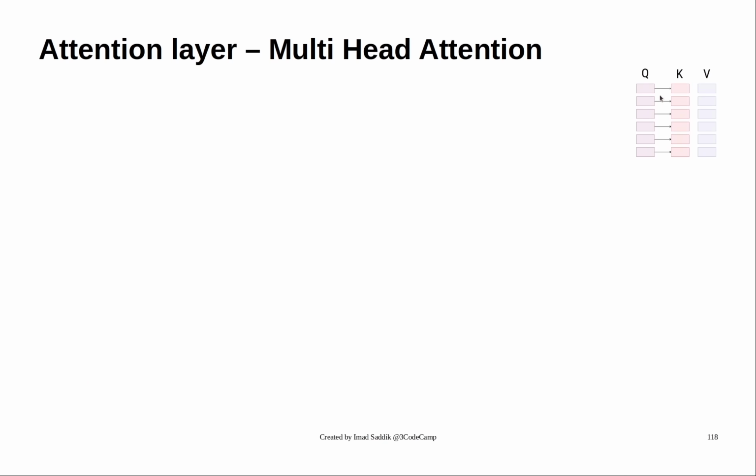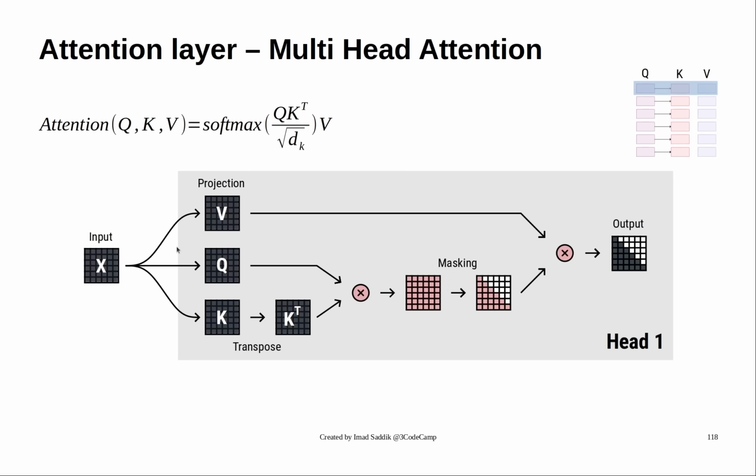Okay, so now here is our diagram. I am going to zoom into one head, but the calculation is similar to the other ones. Here is the formula that we use in order to compute the attention scores, and here is the diagram. These are exactly the steps that we are going to follow when we implement multi-head attention in code. Here we have the input. We project that into 3 matrices: query, key, and value.